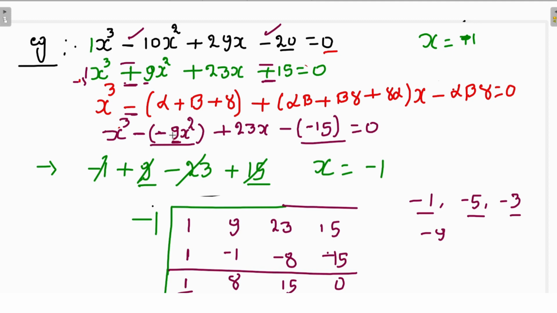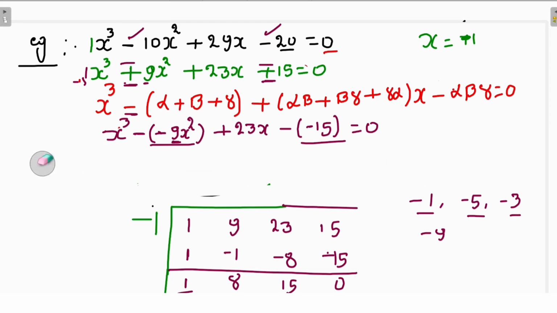I hope it is clear. Now how to solve fast way, how to solve this question fast, that I am going to explain to you now, another way. This is one method to solve a cubic equation.